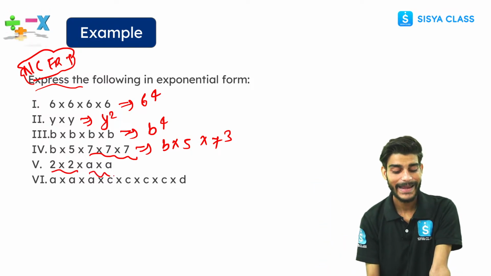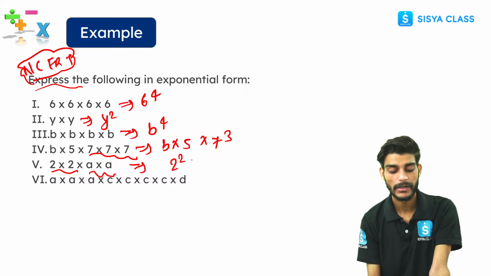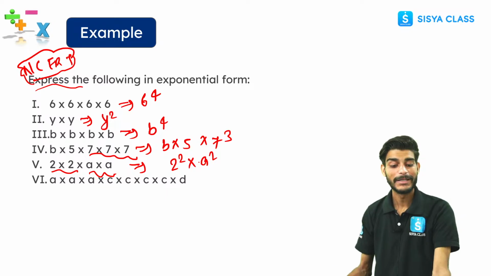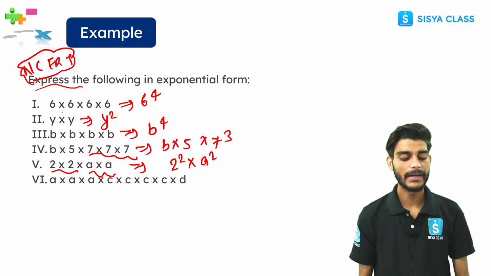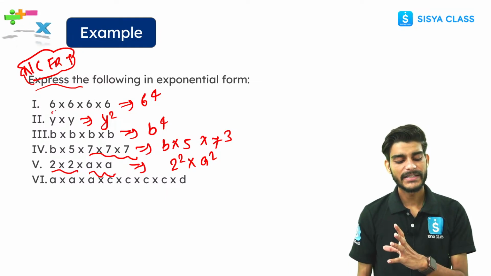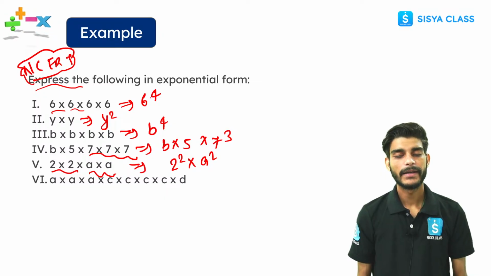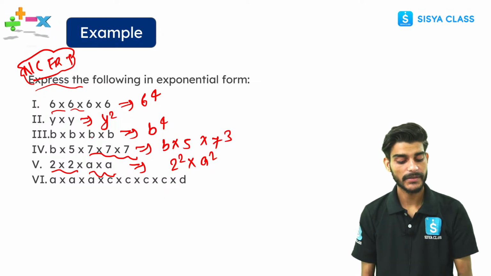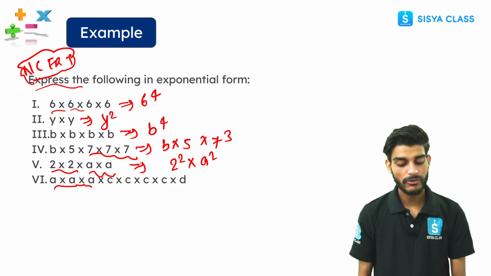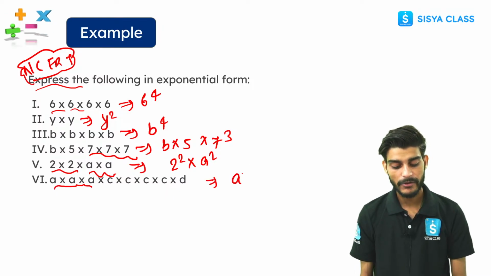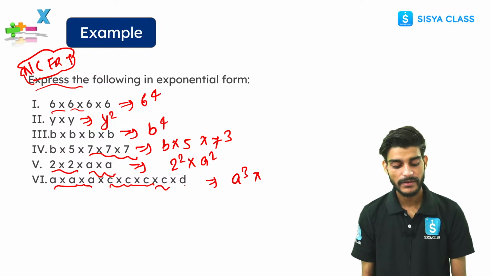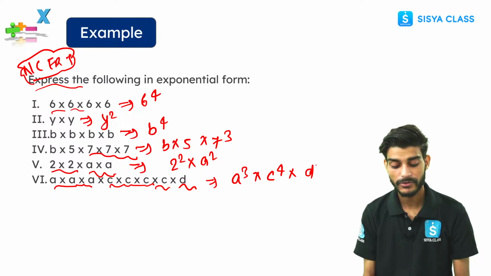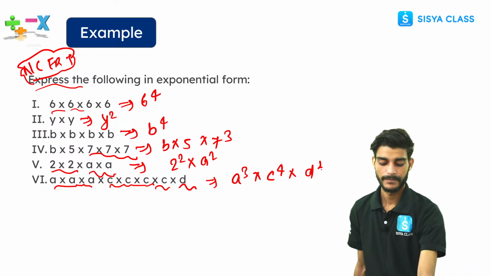2 into 2, A into A means 2 power 2 into A power 2. I am writing this in exponential form. Here it is given in product form, and I am writing it as powers of some numbers. Here it is A into A into A. How many times? 3 times. So A power 3. I can write C into C into C into C, 4 times, so C power 4. D is coming only 1 time. So this is D power 1. Clear?